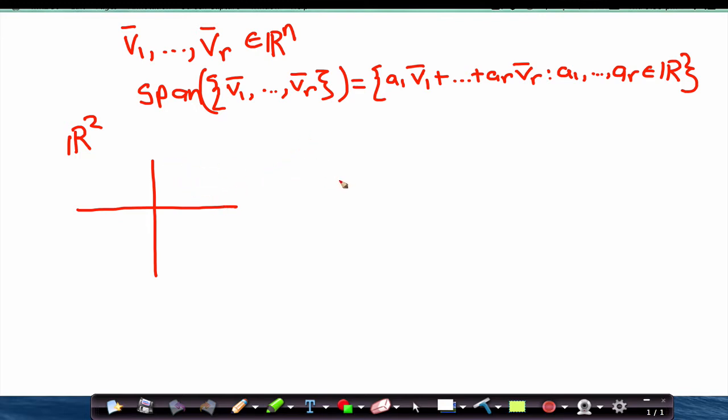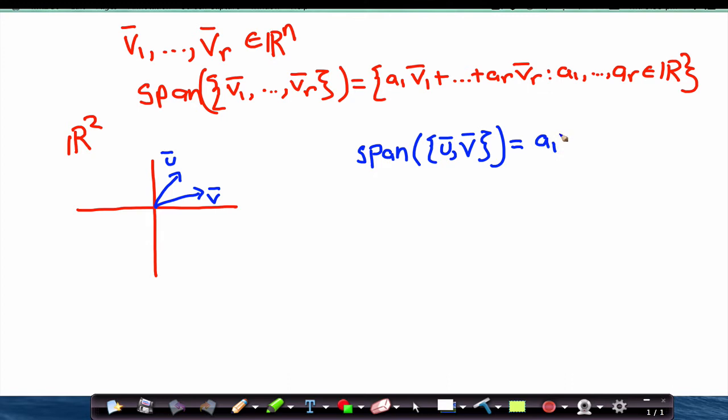So now say that I have two vectors in R2. So I have some vector u and some vector v. And now let's think about the span of u and v. So the span of these two vectors, u and v, now we only have two of them, so this is just going to be the set of linear combinations, a1 times u plus a2 times v, where again a1 and a2 are just real numbers.